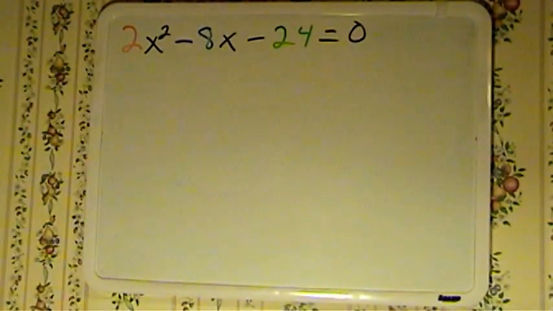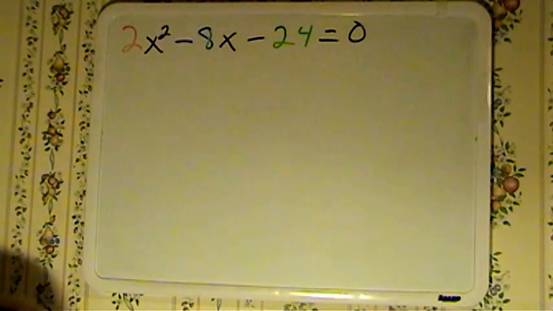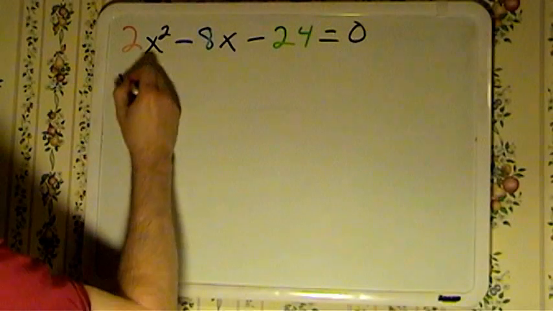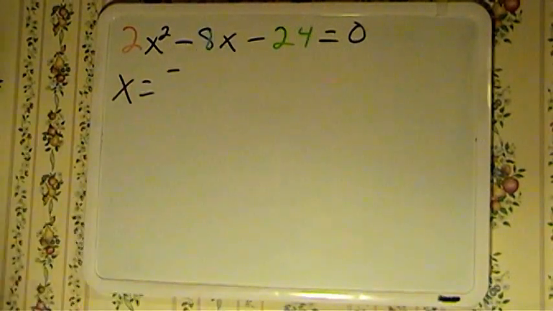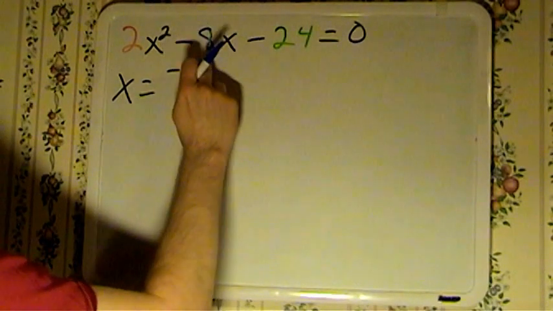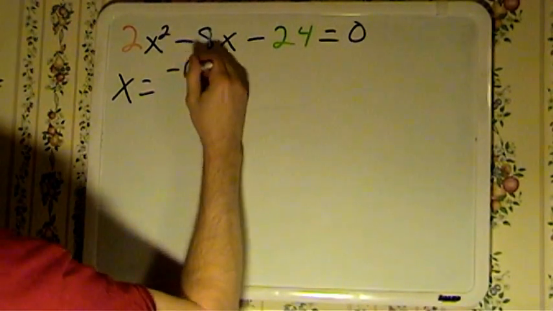So, okay, we have this, and we have our a, b, and c, and so now we have to plug them into the quadratic formula. So, as we know, it starts with x equals negative b, and we bring this sign down here, whether it's positive or negative, since this is negative.